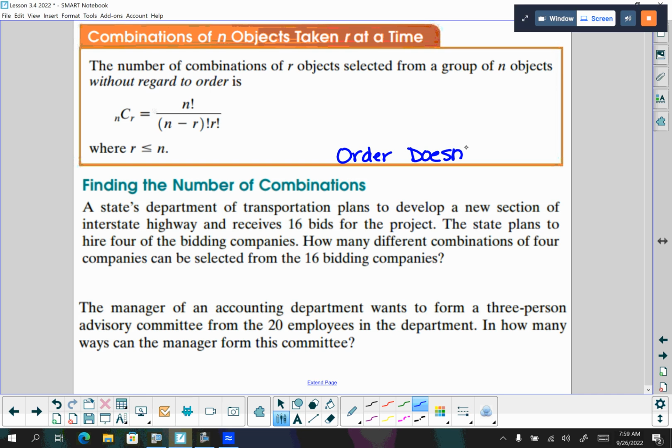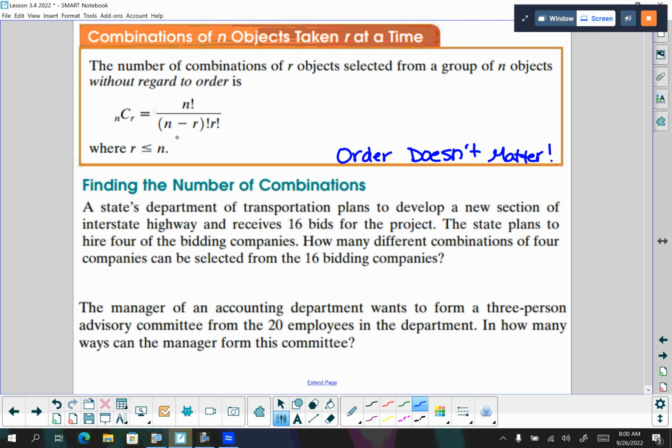Okay, so maybe we're selecting a committee, but nobody holds positions on the committee. It's just a group of 5 people. Or maybe we're making a playlist out of a selection of songs, but it doesn't matter which song plays first, which song plays second. We're just selecting a playlist, and all playlists that have the same, I don't know, 10 songs are the same.